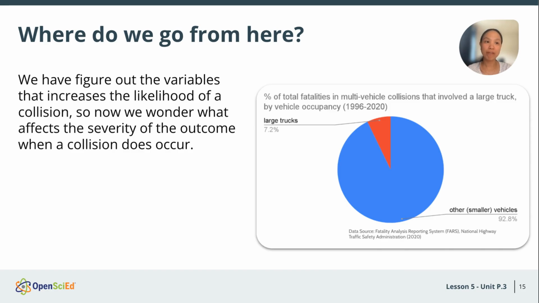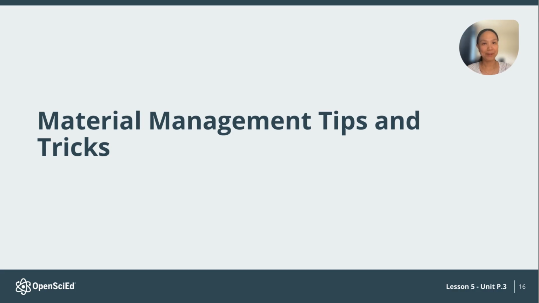Now that we know what variables play a role in collision avoidance, we wonder what affects the severity of the outcome of a collision when it does occur. Okay, let me share a couple of strategies for this lesson.